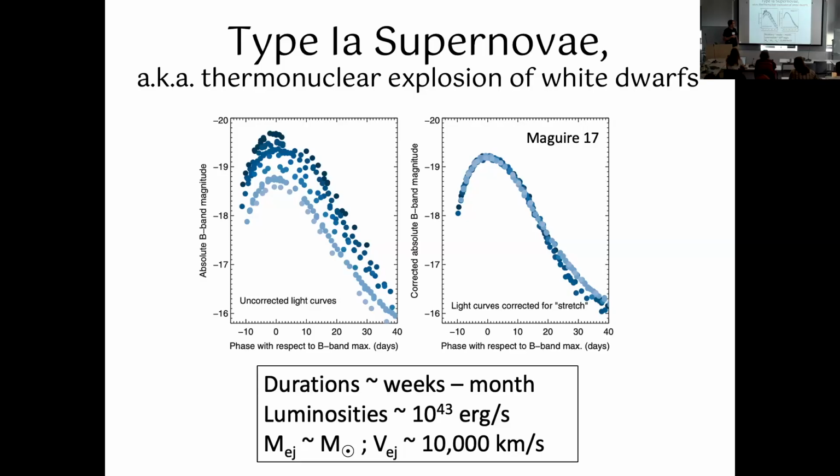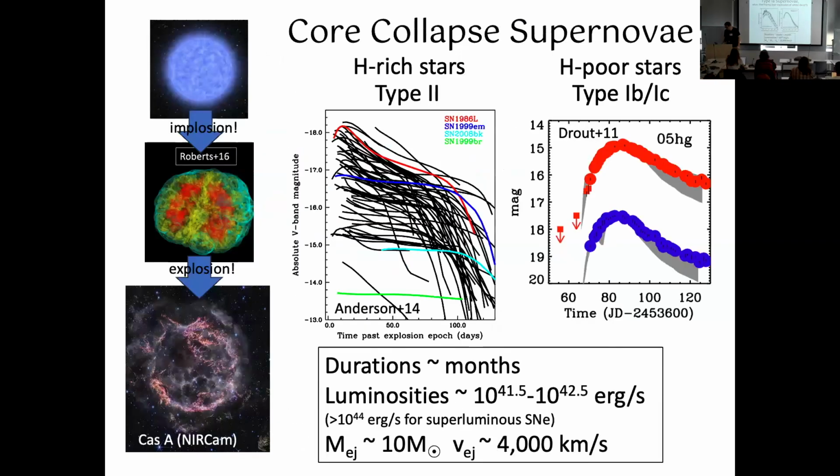And as you know, type Ias are standardizable. So how bright they are is correlated with how long they last. And so if you correct for this, you can standardize them and then use them, for example, for cosmology, at least the standard, most common type of Ia.